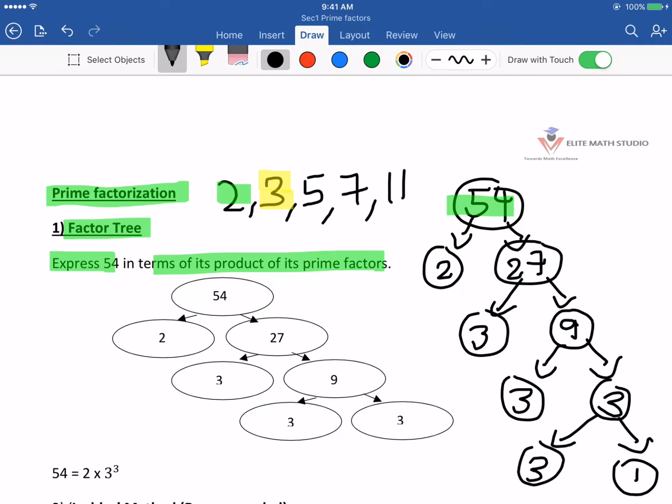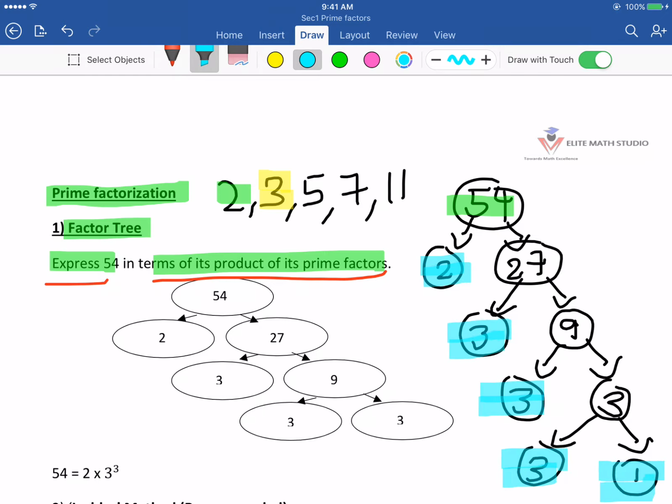Okay, so how do you express 54 as a product of its prime factors? You look at the working, so it should be this, this, this, and this. So you write 54 is equal to, how many 2's are there?